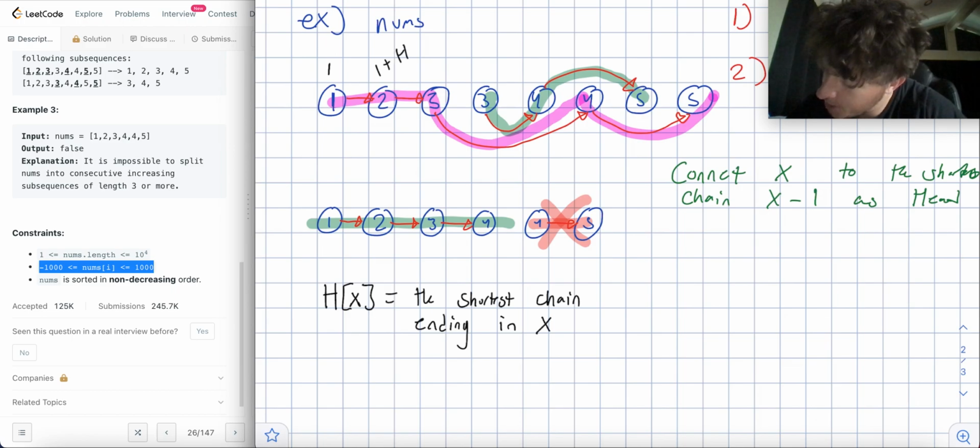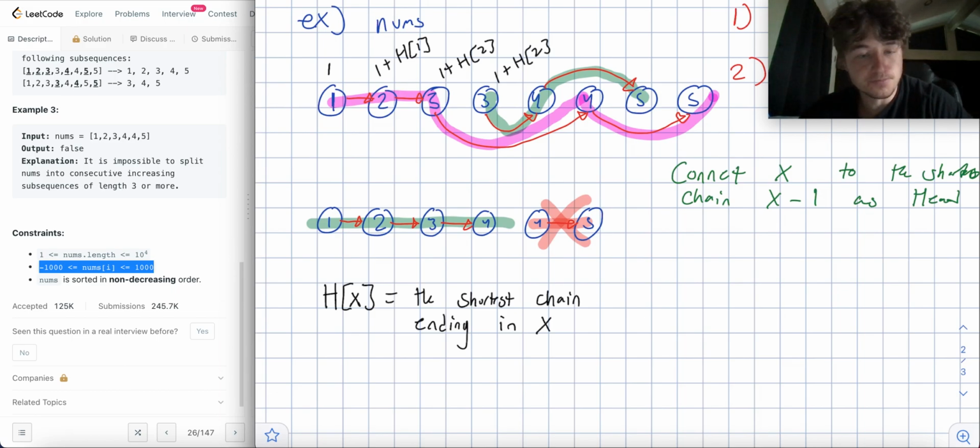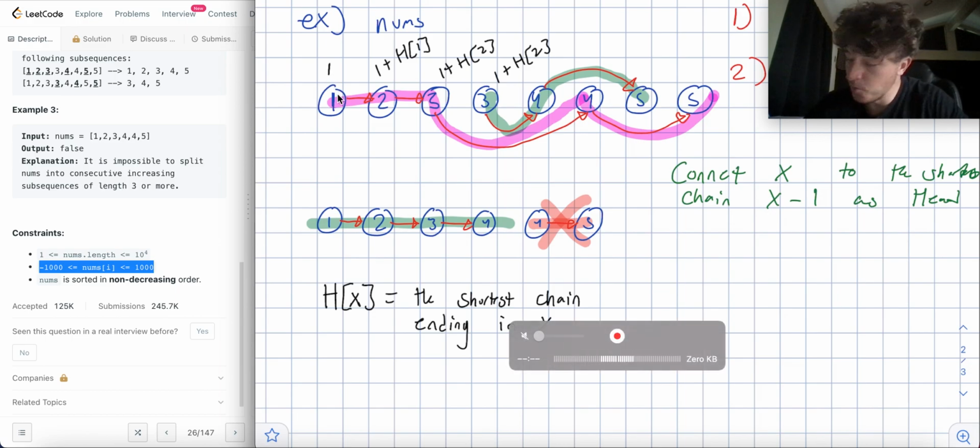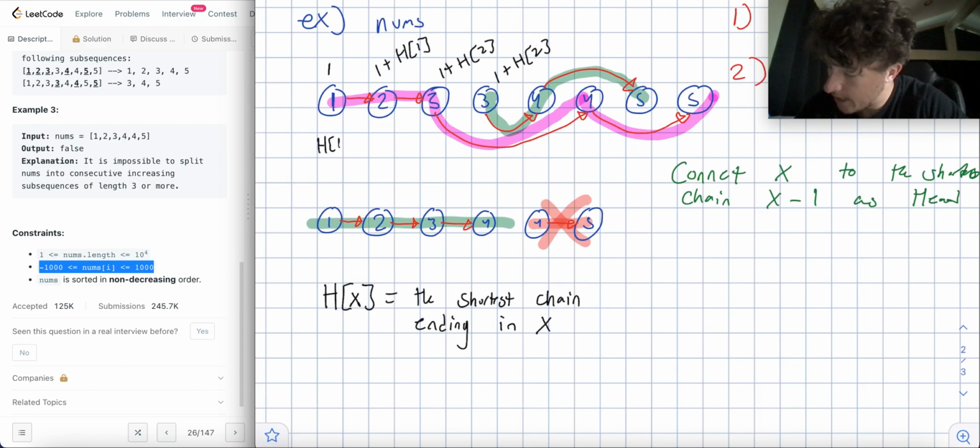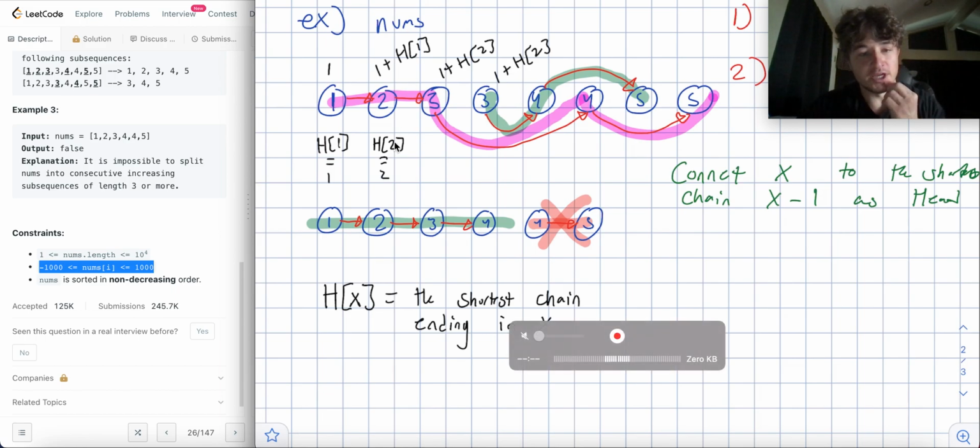right? H of 3 will be 1 plus H of 2. This will be 1 plus H of 2. This will be so on and so forth, right? Because H of 1 will be 1. H of 2 will be equal to 2. Now, I'm saying this is 2 because this is 1 plus H of 1, right? 1 plus H of 2, so on and so forth, right?